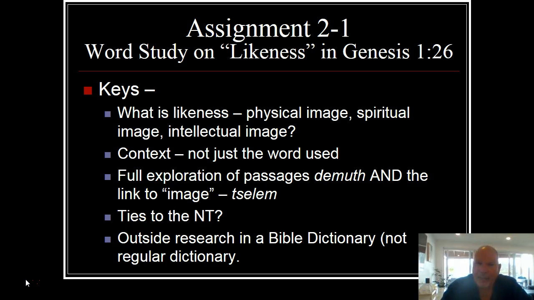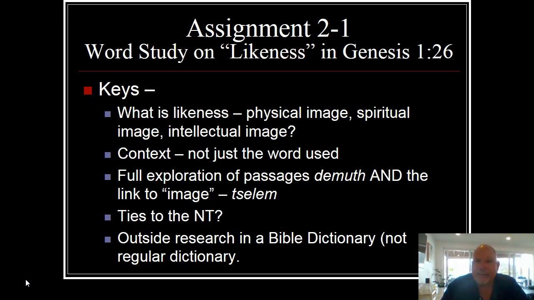In the same passage, we have tselem and demut, image and likeness. And those are used really synonymously in the passage, Genesis 1:26. A really high A paper should not only explore every use of likeness, but then should double back and say, okay, now that I understand likeness, I want to look at tselem, which is image, and complete this view of God, and then discuss how you think this idea of image and likeness works. What is our human relationship to God in the way of image and likeness?